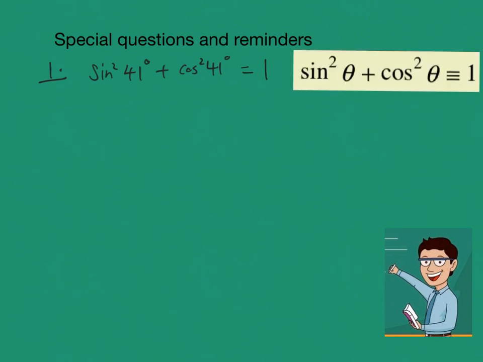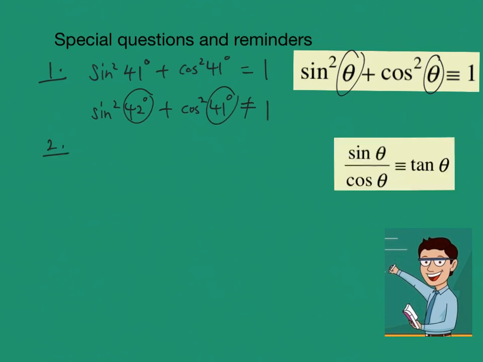Why? Because of the identity on the right hand side, sine square theta plus cosine square theta equals 1. Please be reminded that the two angles theta here must be the same. That means if the first one is 41, the second one is also 41 degrees. Therefore, if I want to find the value of sine square 42 degrees plus cosine square 41 degrees, it is not equal to 1 because the two angles are not equal.